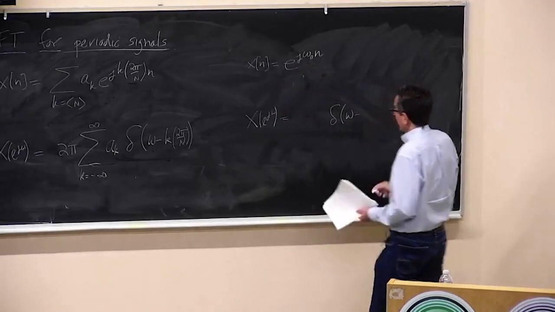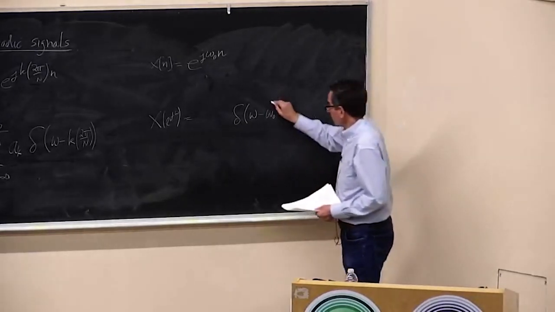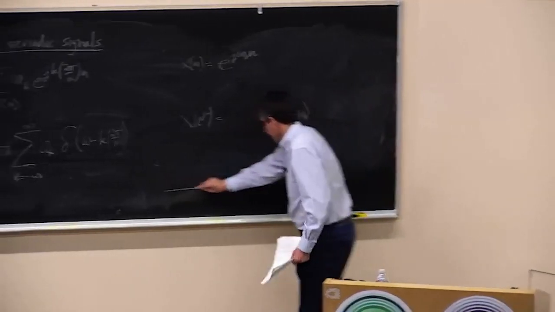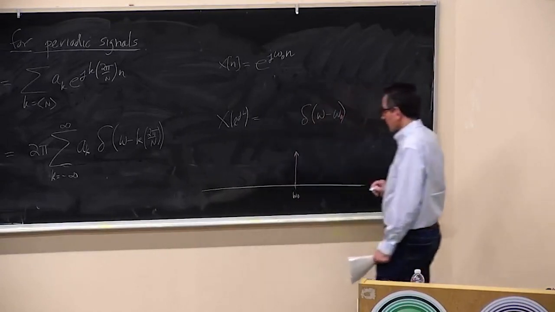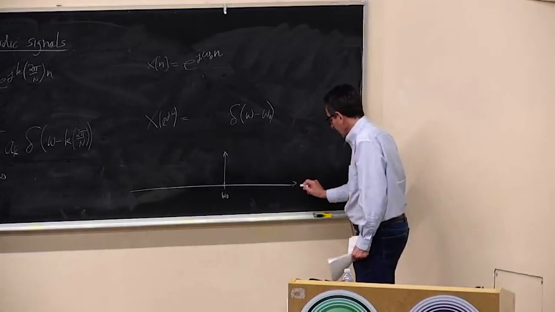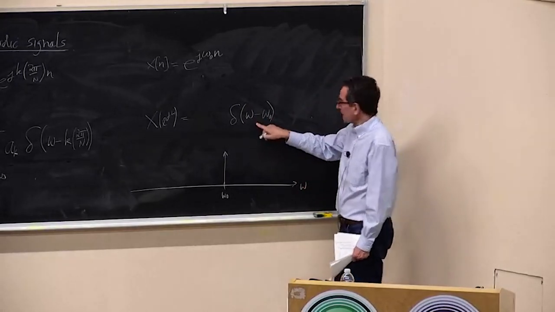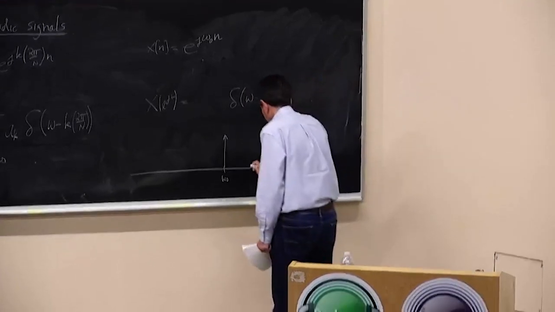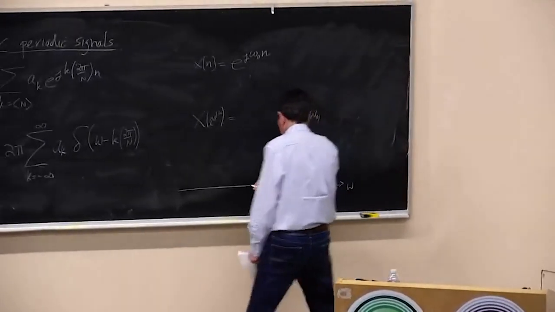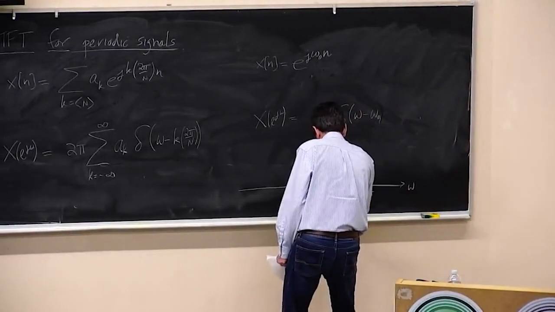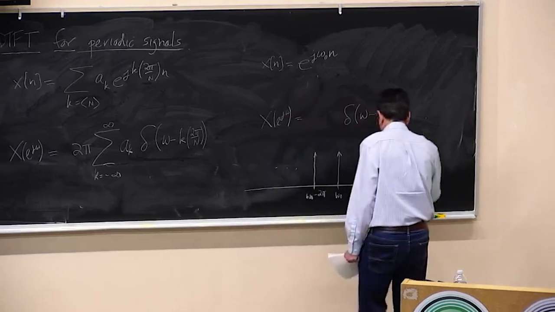So it's going to be at omega minus omega naught. That would be sort of the pure impulse at the frequency where we would expect to see an impulse. But we know this thing has to be periodic, so I can't get away with just doing that. I have to repeat it every 2 pi. So this has to repeat every 2 pi.